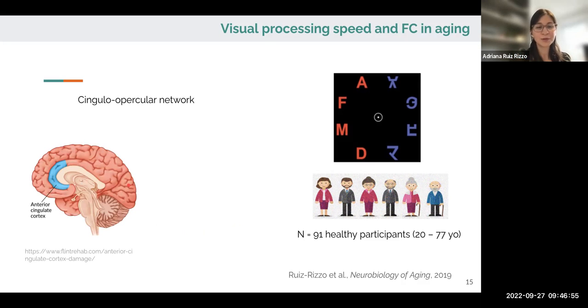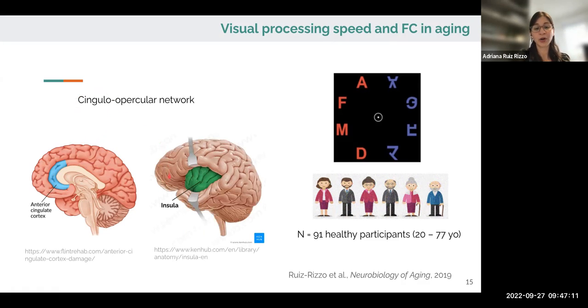Now, this name sounds a bit strange. It merely reflects the anatomical regions that are most important for this network. In particular, the anterior cingulate cortex. This is where the name takes the cingulo part. And then we have the opercular, which refers to the frontal operculum, or the frontal opening that we see here, that lets us see the insula, which is this hidden lobe here in green. This means that the insula and the anterior cingulate cortex are the core regions of the so-called cingulo-opercular network.